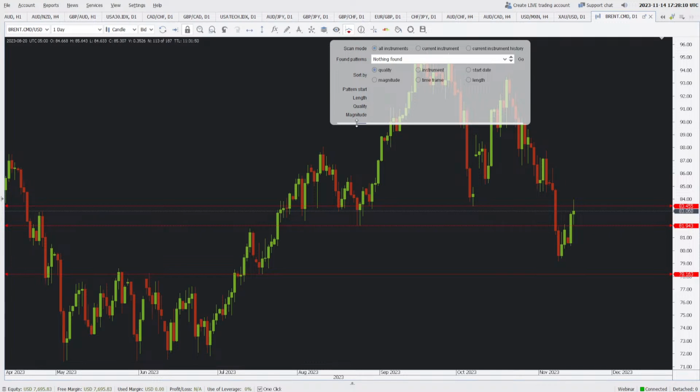So it is still trying to find the patterns. If I say this instrument only, then it will be very easy to find. But if I say current instrument, then it is very easy for this to find. I don't know why it is not doing. Maybe it is slow. Okay, current instrument doesn't have any pattern, but current instrument history has pattern.